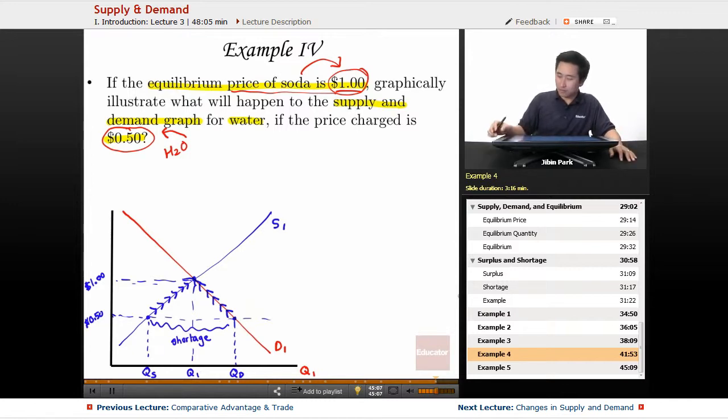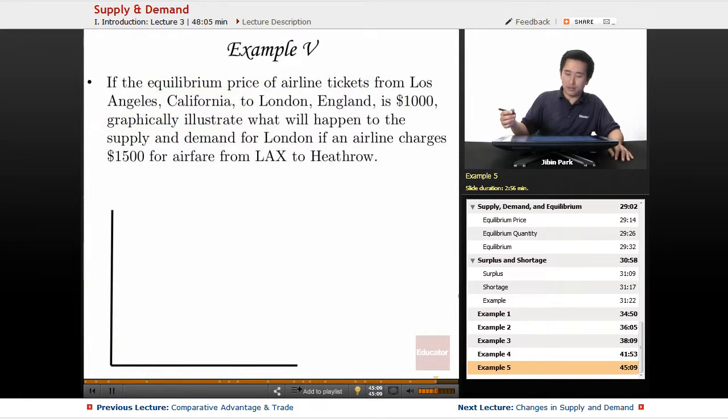The final example is, let's take a look at airline ticket prices. Let's say, hypothetically, that the equilibrium price of airline tickets from Los Angeles, California to London, England is $1,000. Graphically illustrate what will happen to supply and demand if an airline charges $1,500 for airfare from LAX to Heathrow, London's Central Airport. So what's going to happen here?